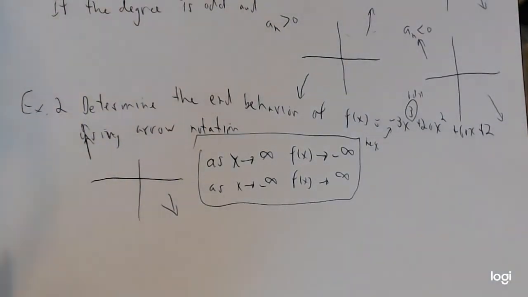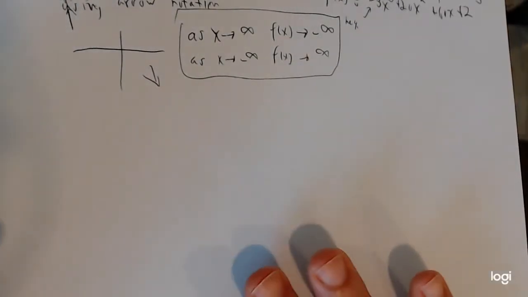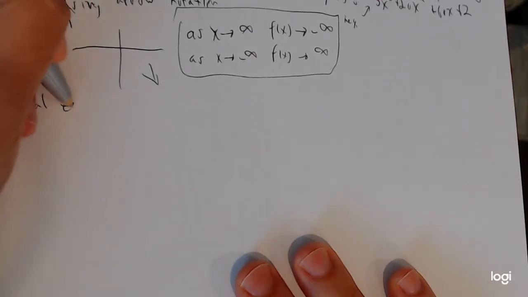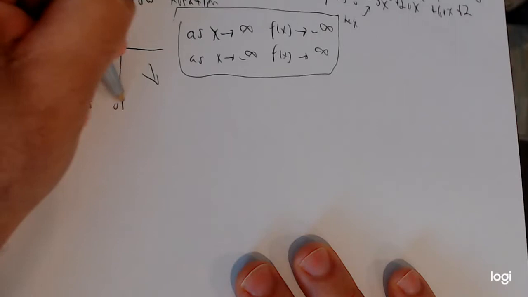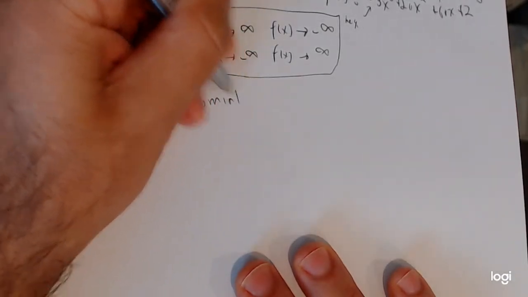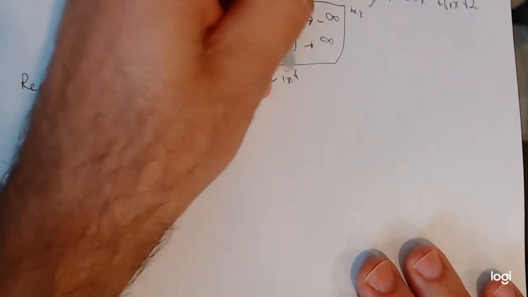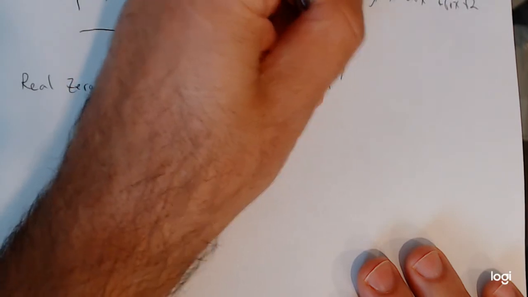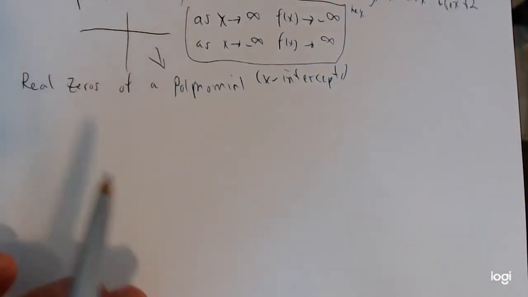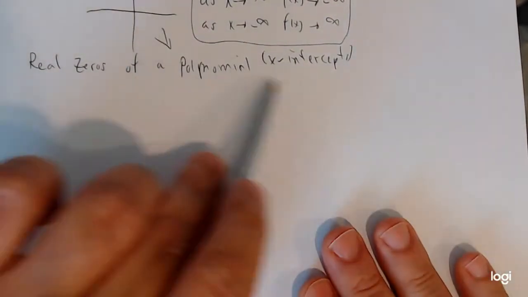Okay, so the next thing we're going to talk about are the real zeros of a polynomial function. And when we talk about real zeros, these are pretty much our x-intercepts. So we can see why we're breaking this up into pieces. Eventually we're going to put everything together. So here's what the real zeros of a polynomial are.